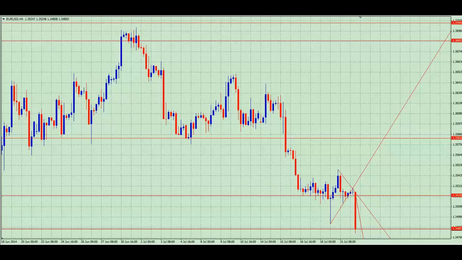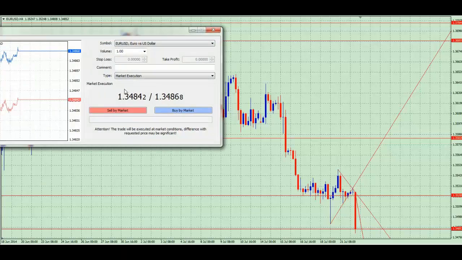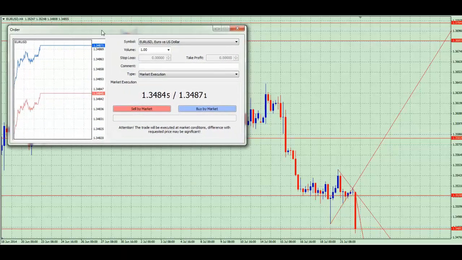Well, it's quite simple. We click on the new order window at the very top of the screen, so that opens up the new order, and then we've got current price right in the middle of the screen. At this point we wanted to sell, so we would click sell by market at the point where we're seeing the break.